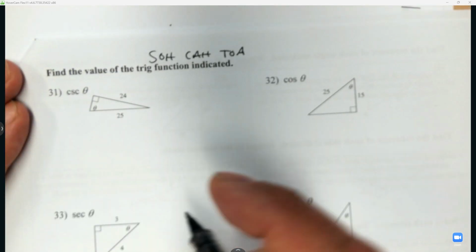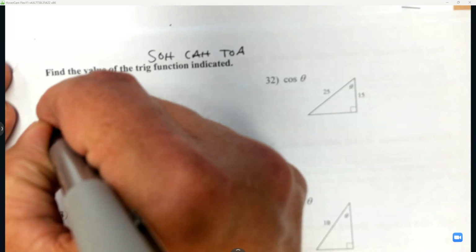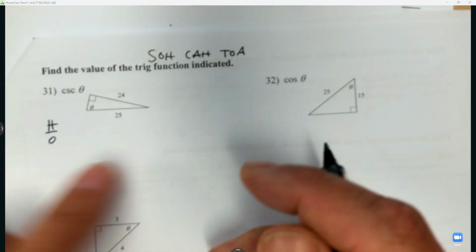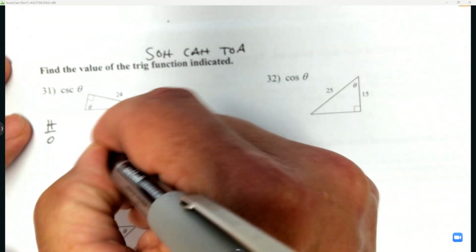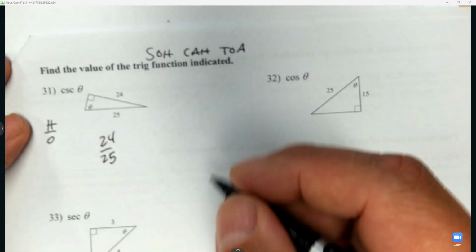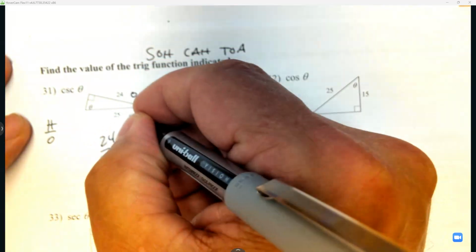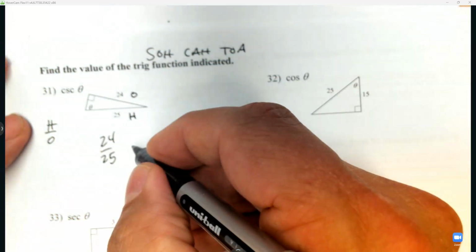I know that cosecant is the reciprocal of sine. So the reciprocal here would be h over o. I see the hypotenuse, and I also see the opposite side. So I actually don't need to find the missing side. The sides I need are there. This is the opposite side. This is the hypotenuse. So it's hypotenuse over opposite, and you have your answer.